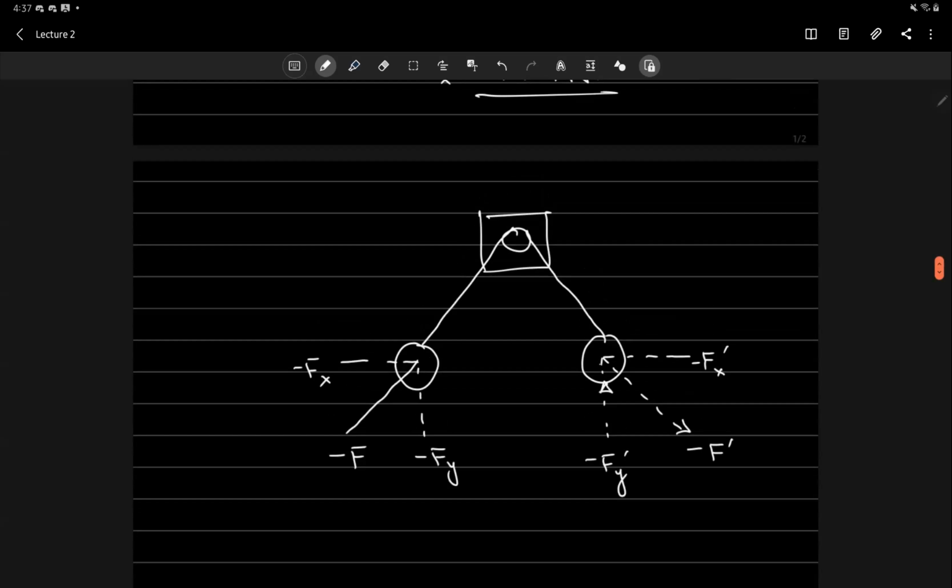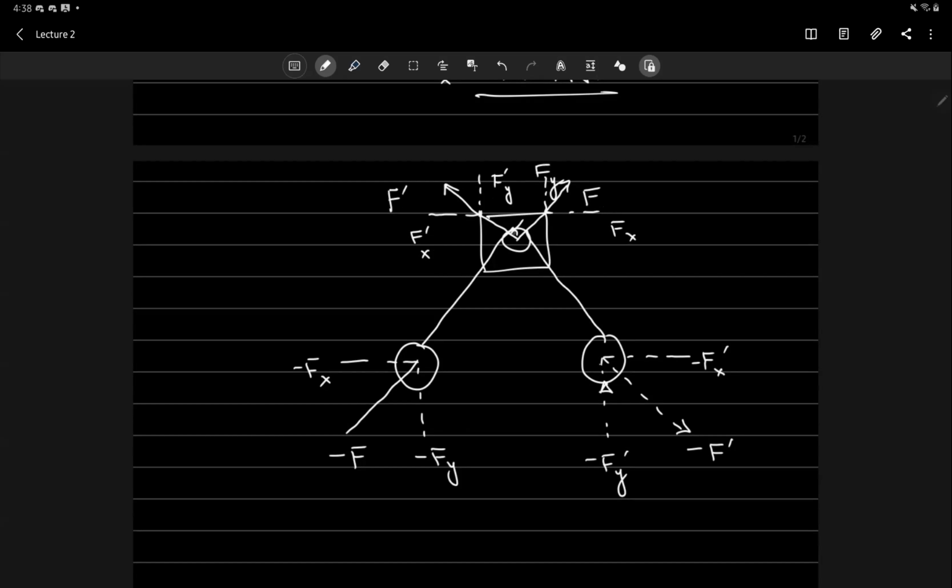Okay, and the forces on the weight we'll write like this: from here there will also be a force. So this one would be F, and this force would be F prime. So if I resolve it into components, this one would be F prime x, this one would be F prime y, and again this one would be Fx, and this one would be Fy, right?